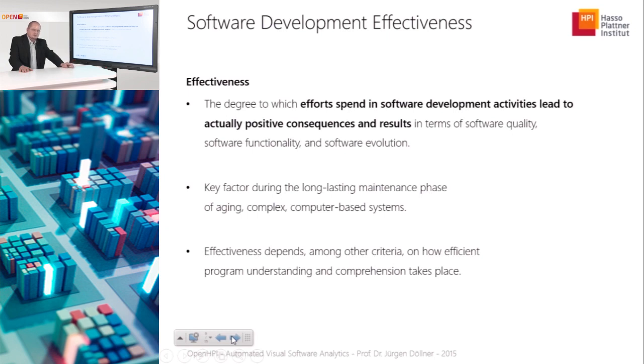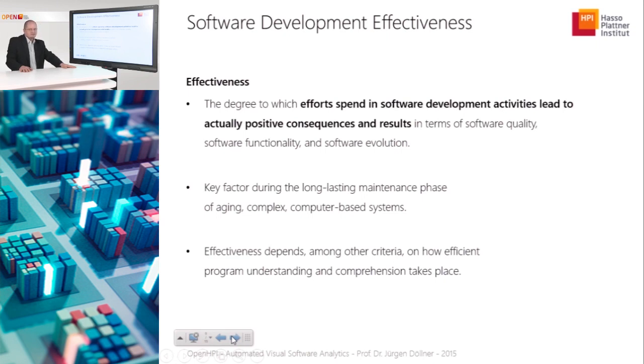Apart from the question which software methodology we use in a concrete software project, the question is: is it effective? And what does effectiveness mean? Effectiveness means the degree to which efforts spent in software development activities lead to actually positive consequences and results, for example, in terms of software quality, software functionality, and software evolution.